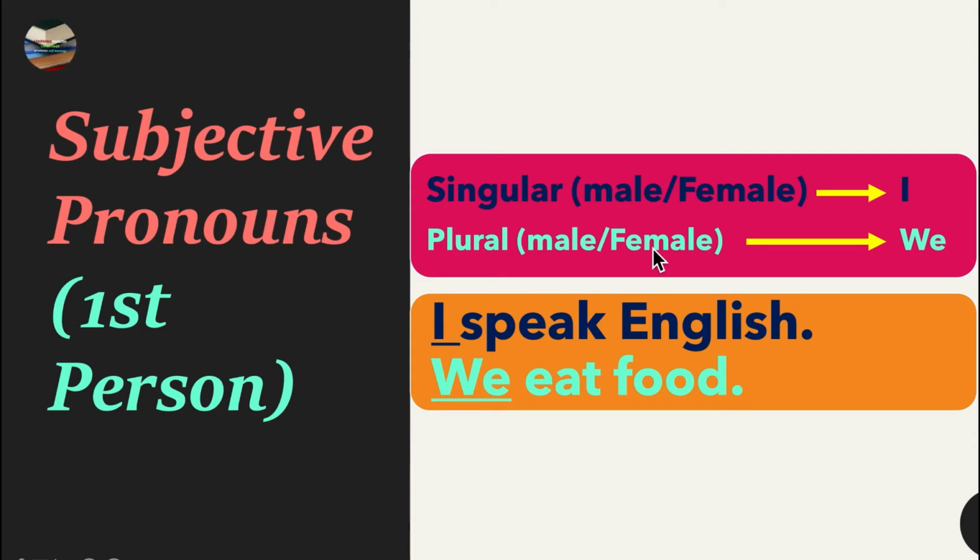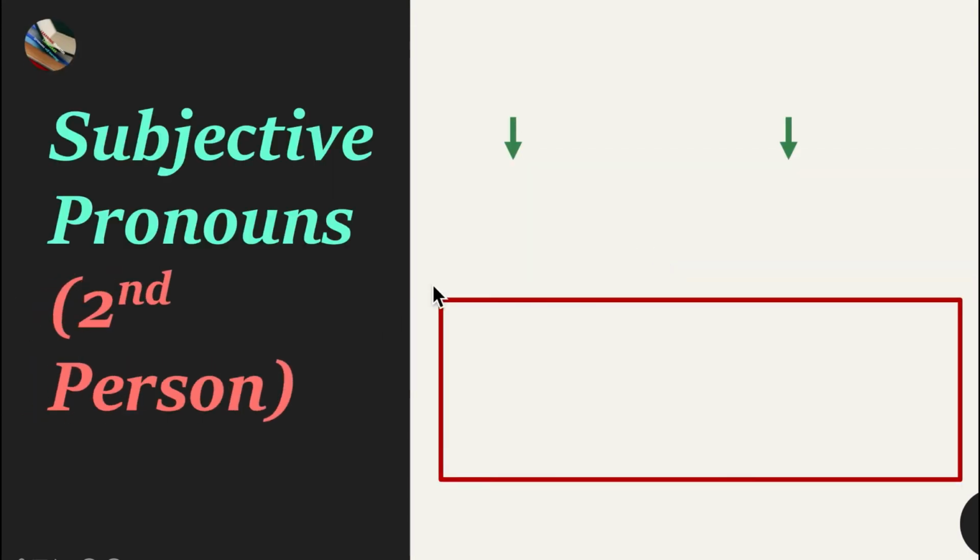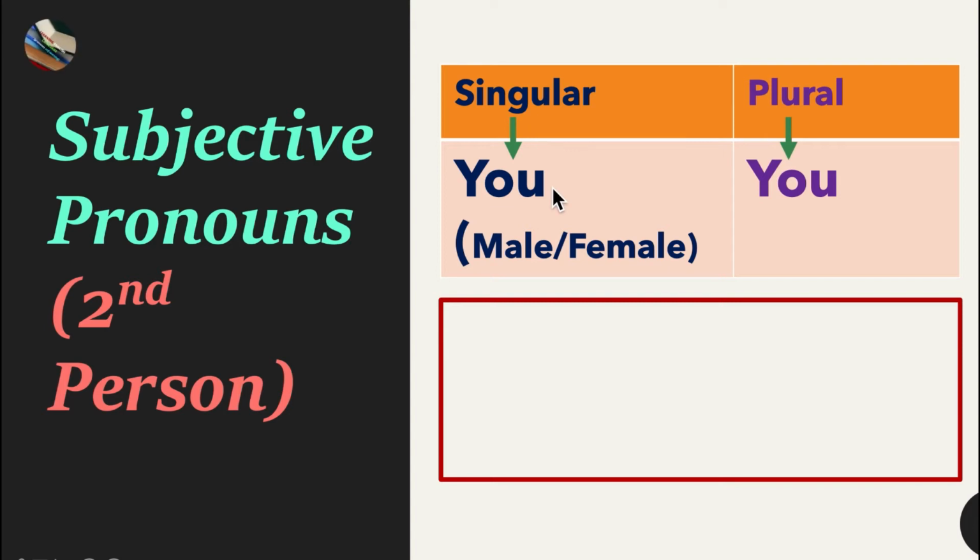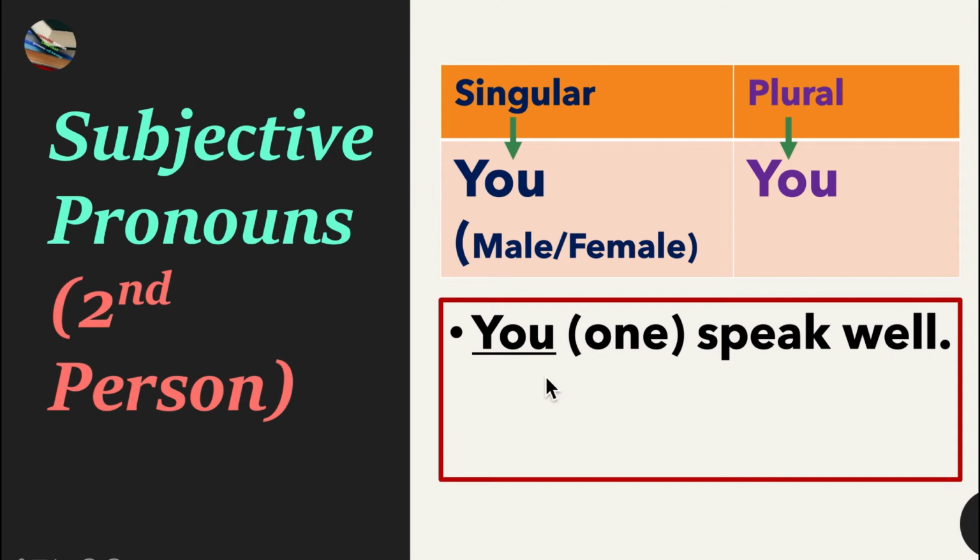We move on to the next. Subjective pronouns in the second person. We have the singular you for one person, male and female, and the plural form of you is the same as you, and it may be used for two persons or more than two. For example, you speak well.